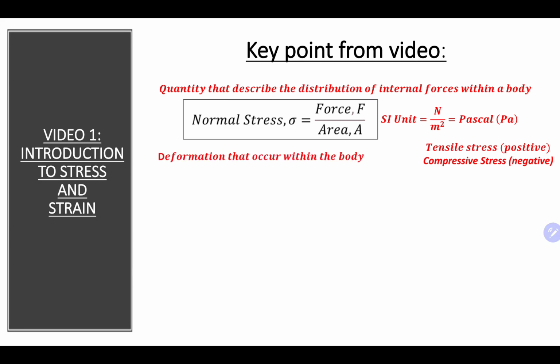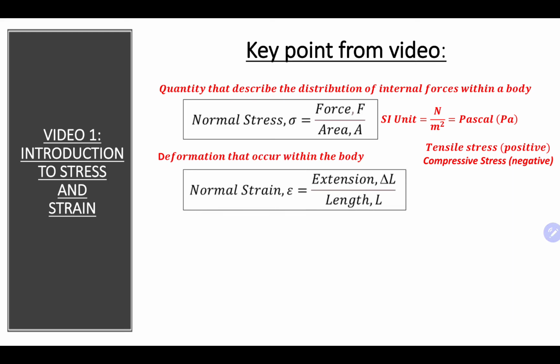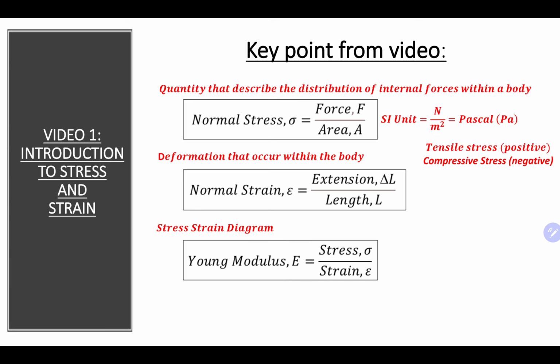Yang kedua, deformation that occur within the body, iaitu normal strain, extension delta L bahagi dengan length. Yang ketiga adalah stress strain diagram. Ada 3 rumus di sini. Yang pertama, Young modulus, iaitu stress bahagi strain. Unit untuk Young modulus adalah Newton per meter square ataupun Pascal.